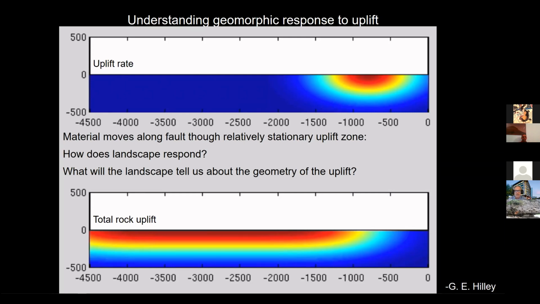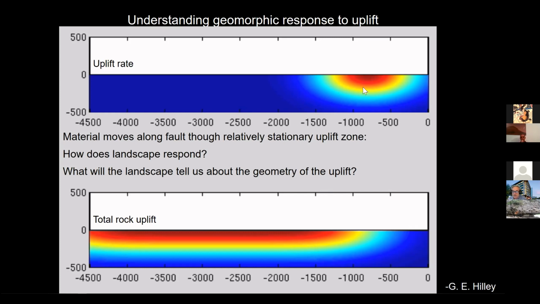And so as material moves along through the fault, which moves along the fault through this relatively stationary uplift zone, how does the landscape respond? And what can the landscape tell us about the geometry of the uplift and even the rate of deformation?